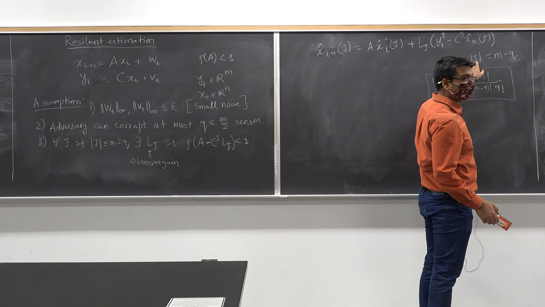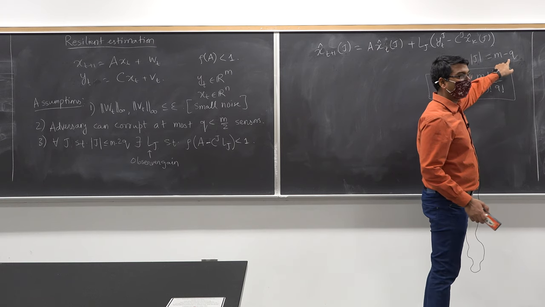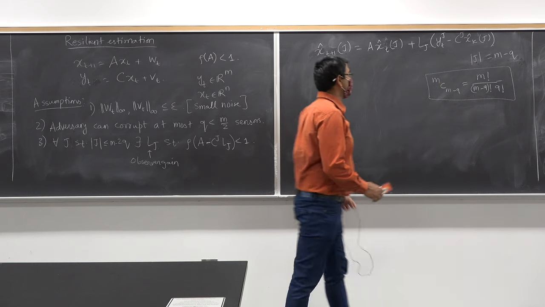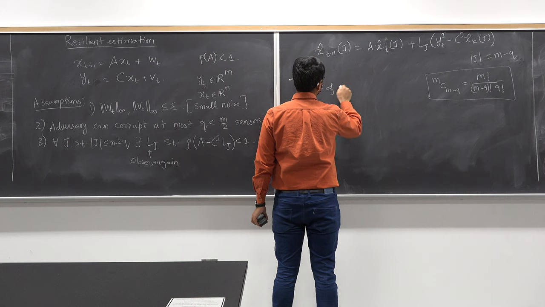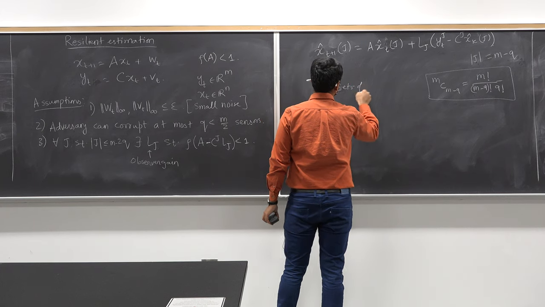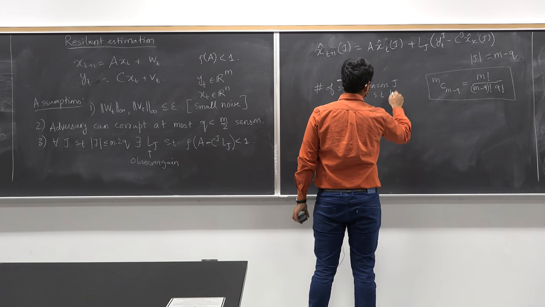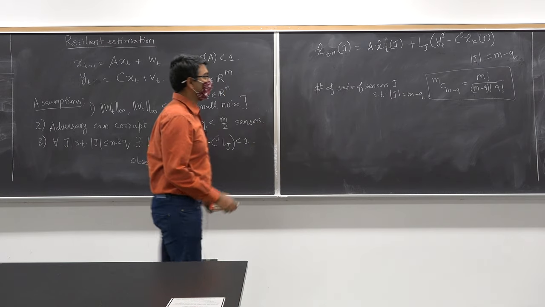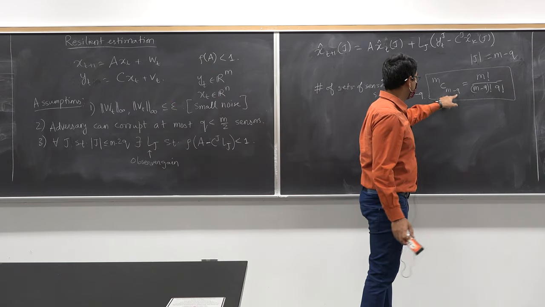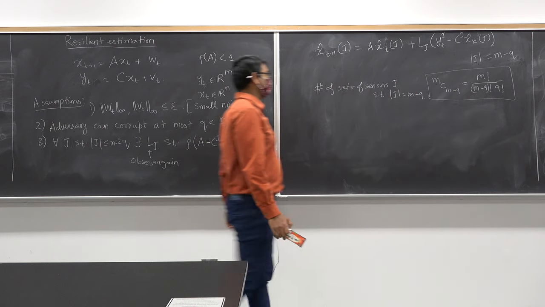This is the cardinality of J, and this is the number of sets of sensors J such that the cardinality of J equals M minus Q. So out of M sensors, you have to pick M minus Q sensors. So that is M choose M minus Q. That's given by this expression.